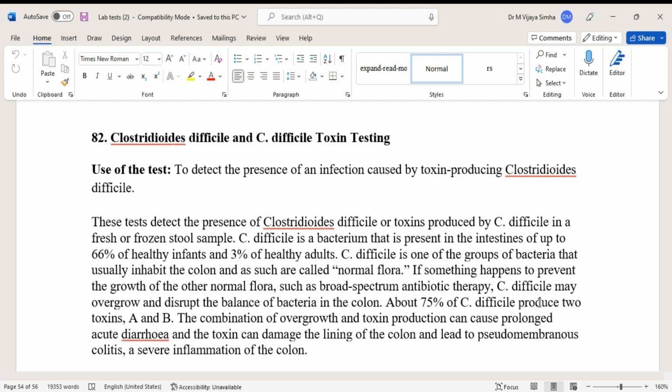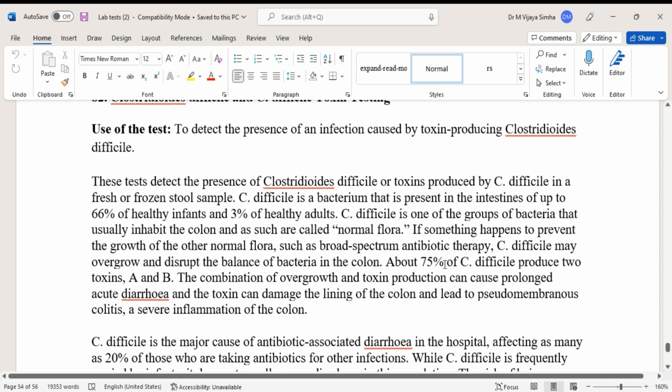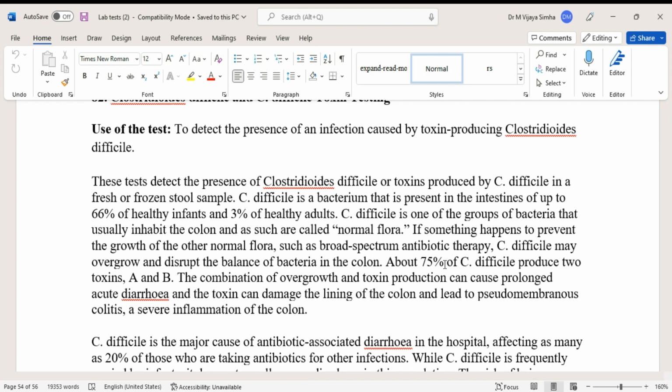C. difficile is a bacterium that is present in the intestine of up to 60-66% of healthy infants and 3% of healthy adults. C. difficile is one of the group of bacteria that usually inhabit the colon and as such are called normal flora. If something happens to prevent the growth of other normal flora, such as broad spectrum antibiotic therapy, C. difficile may overgrow and disrupt the balance of bacteria in the colon.